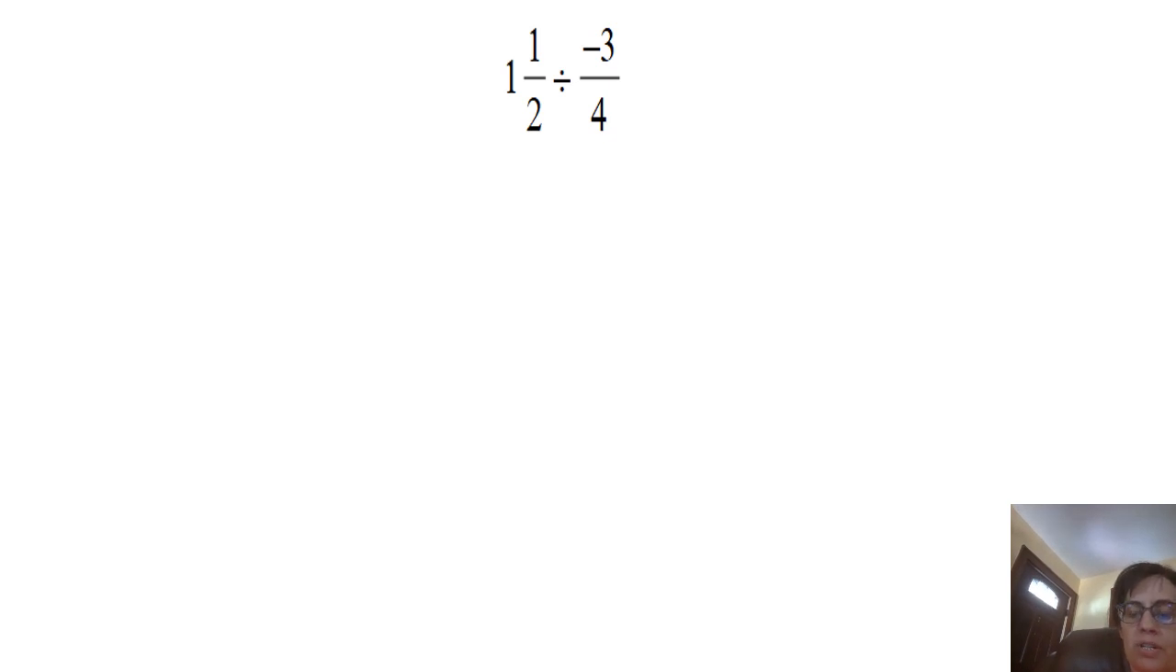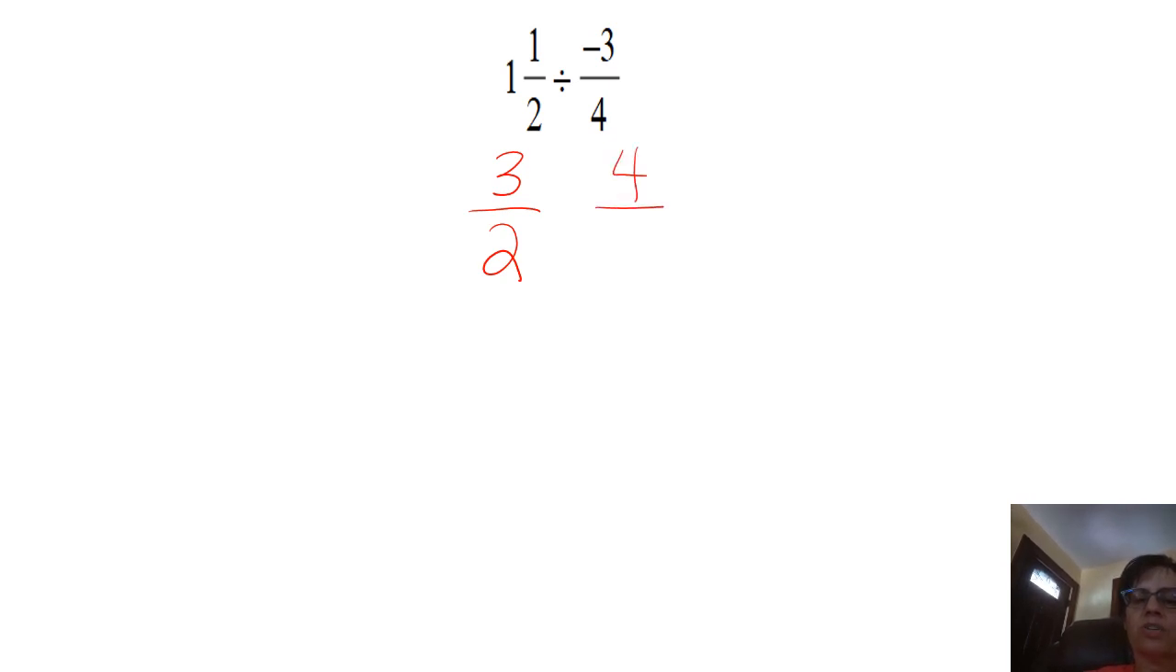We see a mixed number, so let's change it to improper. 2 times 1 is 2, plus 1 is 3, so we get 3 over 2. Now when I write down the second fraction, I need to flip it. Use the reciprocal. So it's 4 over 3, and since that original fraction is negative, it's still negative. And now I'm going to just multiply.